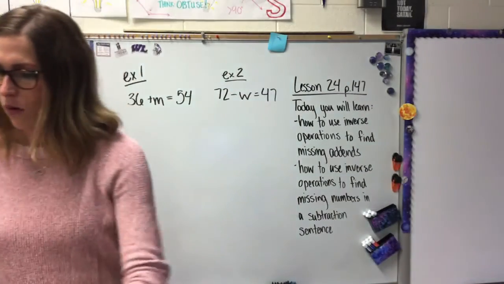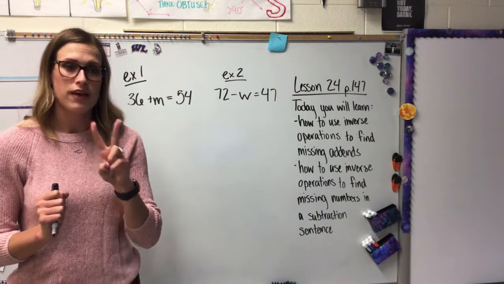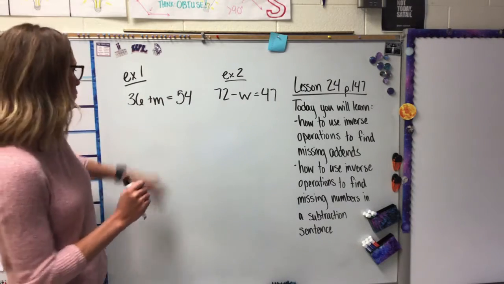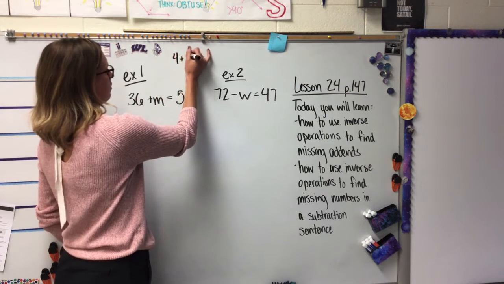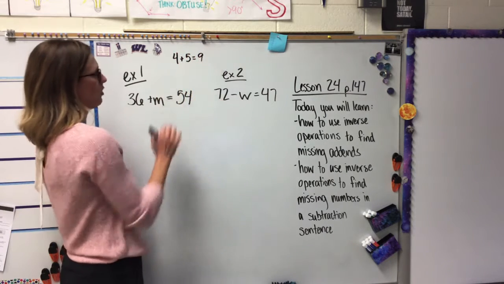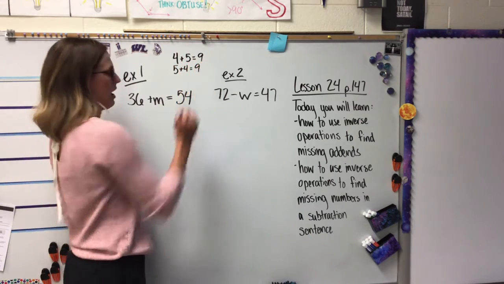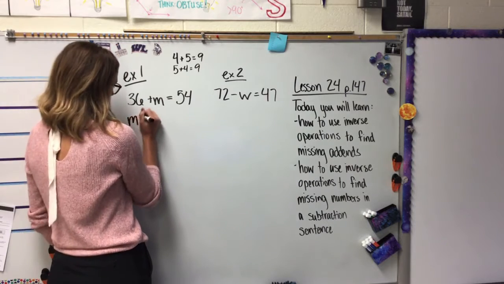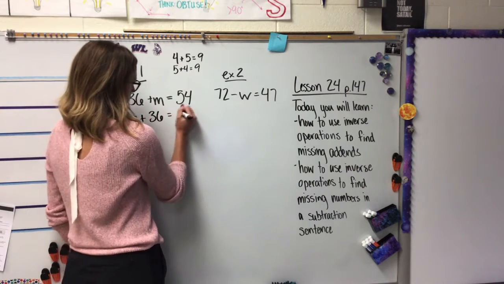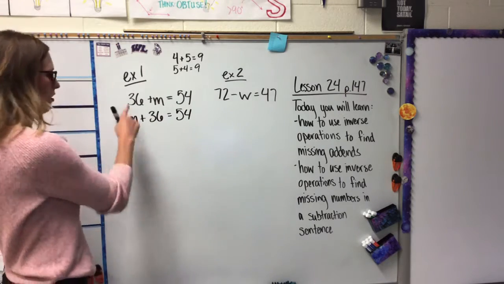Example 1 says write another addition fact and 2 subtraction facts to complete this fact family. So, what do we normally do? If we had 4 plus 5 equals 9, normally we'd switch these two: 5 plus 4 equals 9. It's going to be the same thing. Switch these two. M plus 36 equals 54. Make sure you've got that one written on your paper.